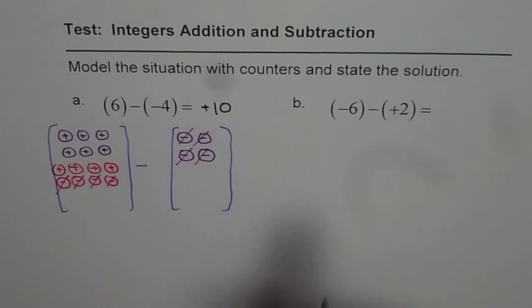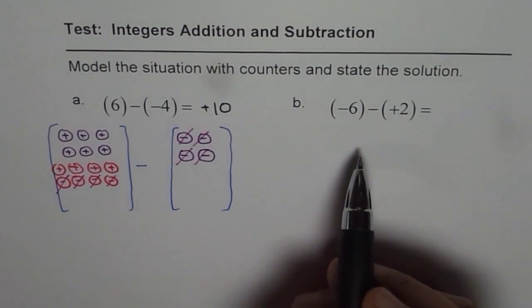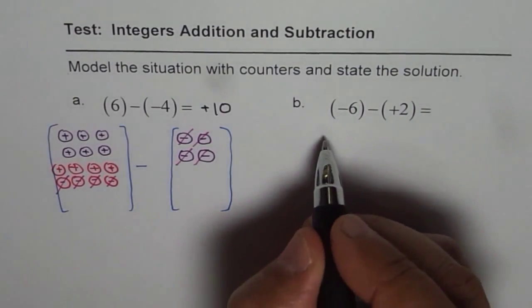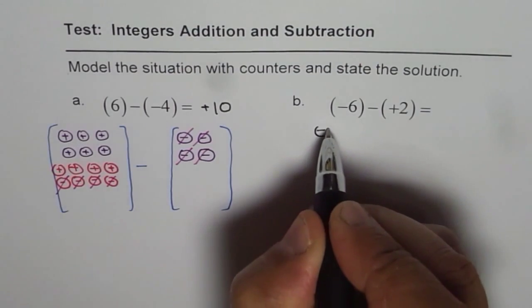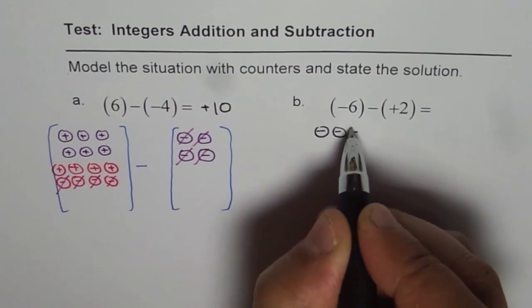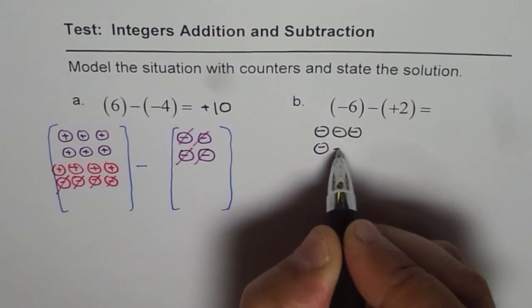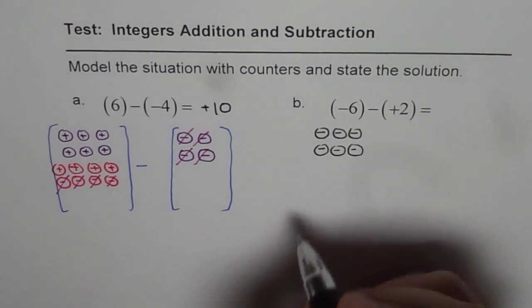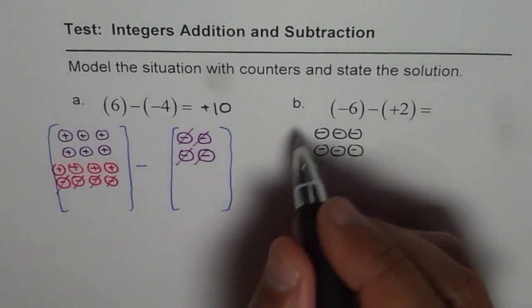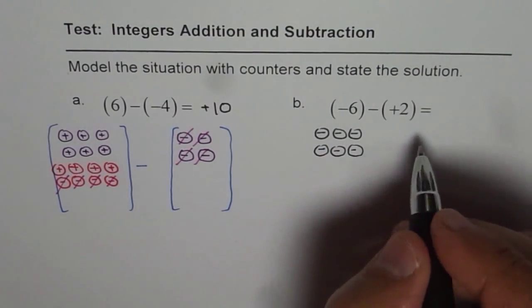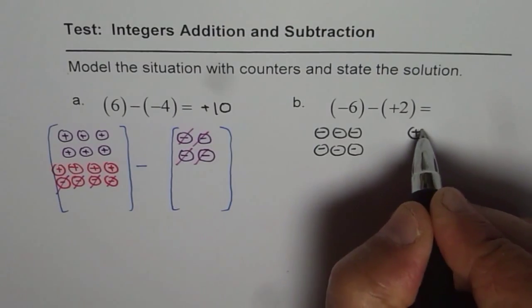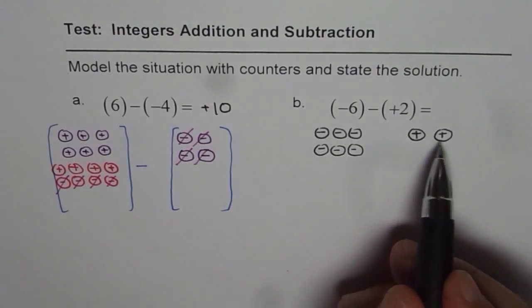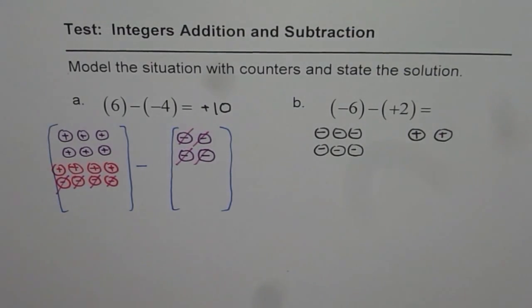So let's use counters once again and see how to find the answer, right? -6 this time. So -6 means these are my -6. 1, 2, 3, 4, 5, 6. So I got -6 counters. That represents -6. From this set, I have to take away +2. So +2 is kind of like this, right? Now in this set, I really do not have +2. So I cannot take away +2.